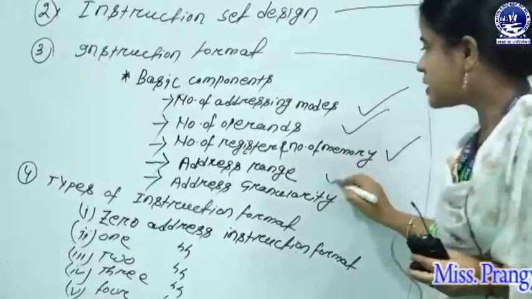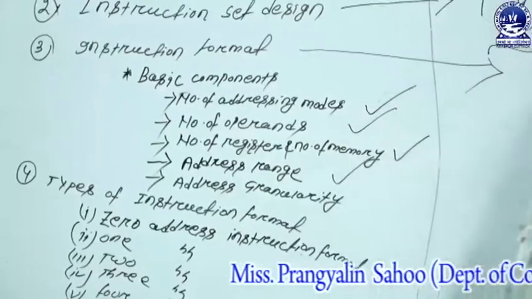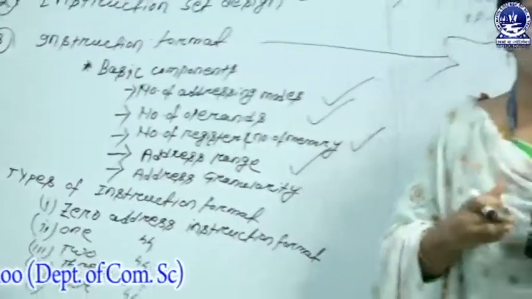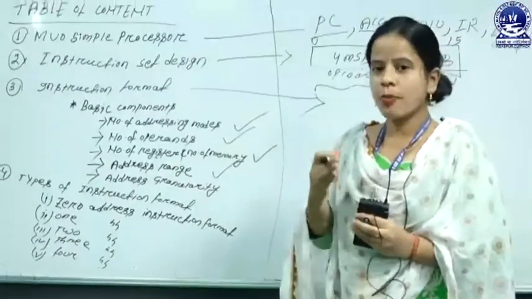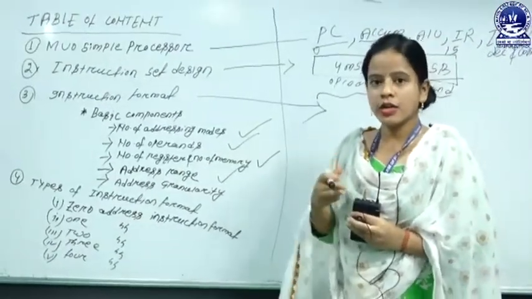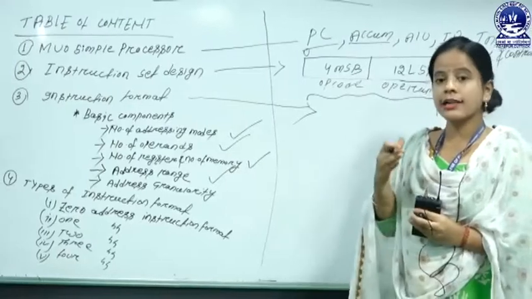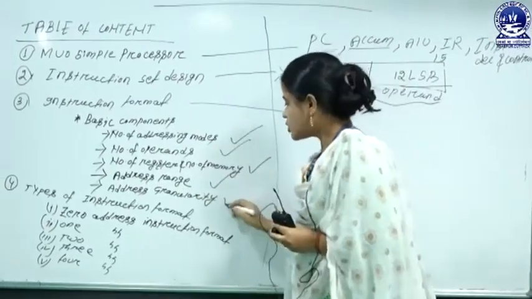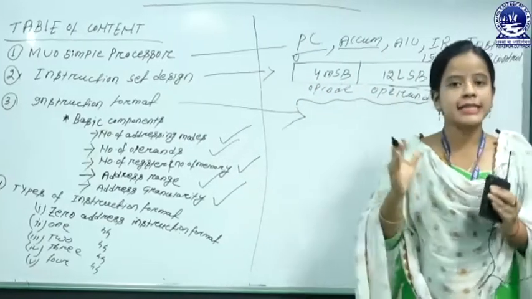Now go to the next term, that's your address range. That means in case of instruction format, whenever we have to allocate the operand value, how the operand is to be addressed within your internal memory location, that address bit is to be calculated by using your address range. Now go to the next term, that's your address granularity.